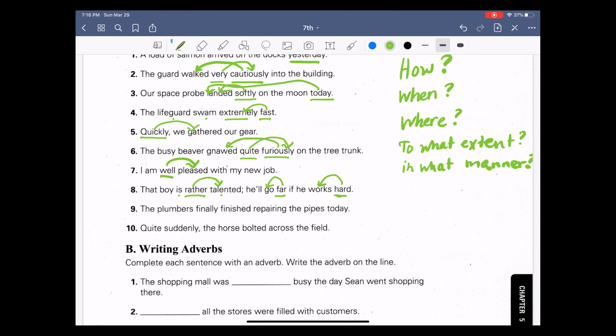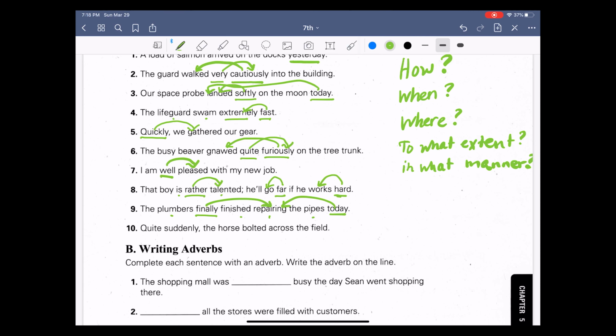Number 9, the plumbers finally finished repairing the pipes today. So what's happening in the sentence? Plumbers finished repairing pipes, okay? When did they do it? Today. It's telling you about the repairs. And finally, I guess I would call that when they finished. Not sure. I think so.